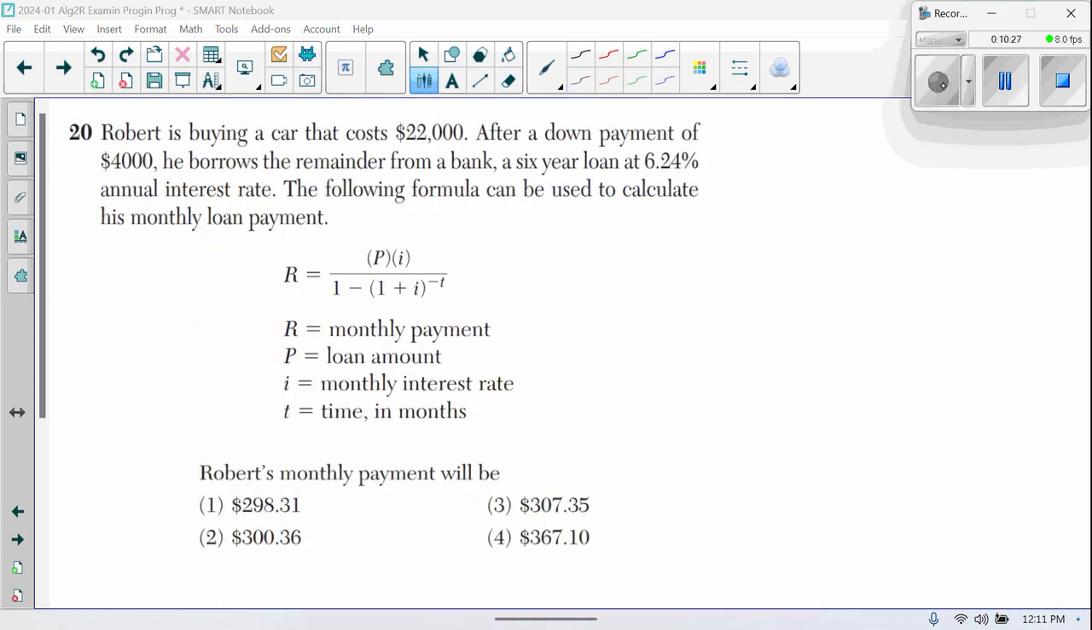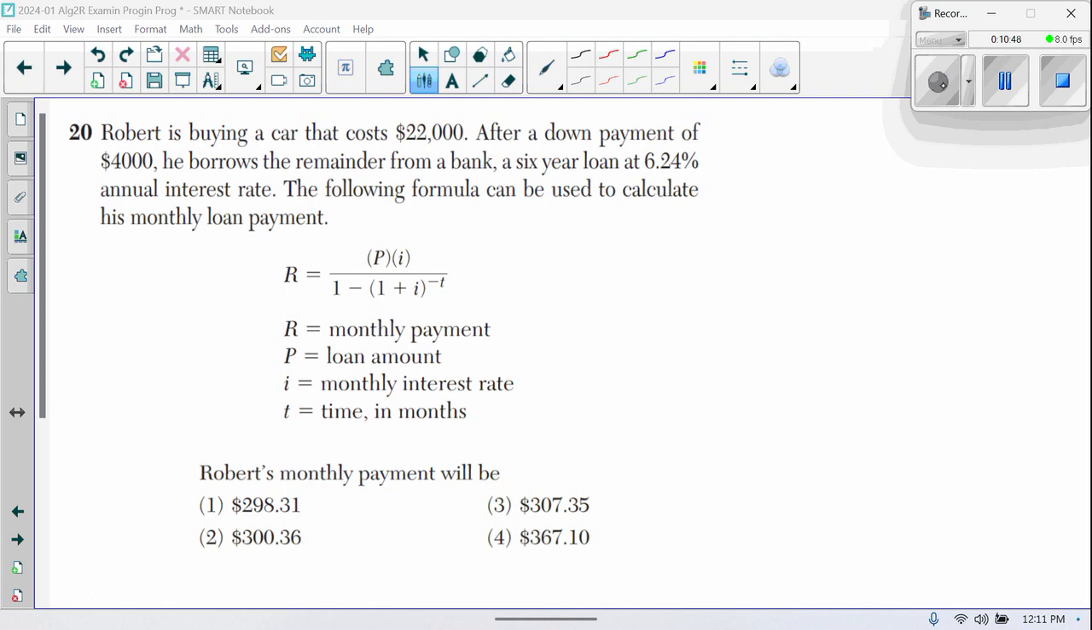The number of students that buckle when they see number 20, because there's an equation with an R and a P and an I, and oh my God, we're going to do this. This is just one of those problems where they give you all the numbers for the letters or variables, and you just put them in. There's one little hook here, though.